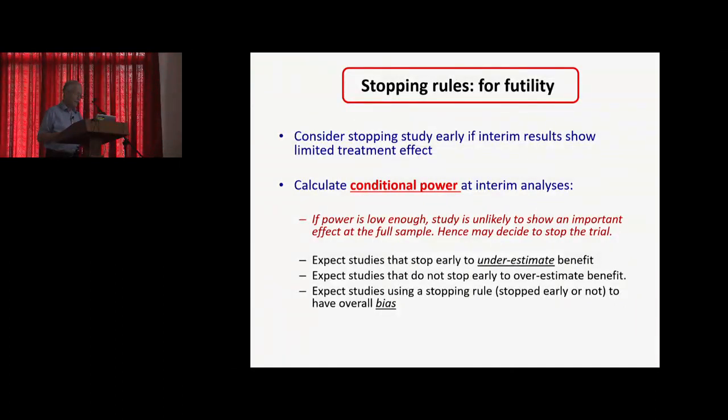And if that value of conditional power is low enough, you think that the study then is unlikely to show an important effect if you go to the full sample. That's the conclusion, right? So let's say you compute the conditional power and you find it's only 10%. So that means that you only have a 10% chance of showing a significant result, even if you go to the full sample size and complete the study. So on that basis, you might decide to stop the study.